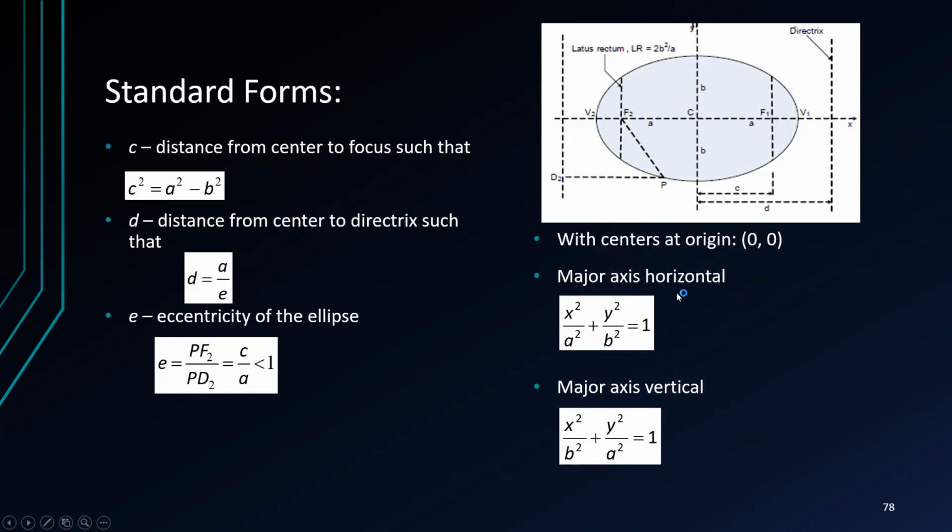So major axis horizontal, x squared over a squared plus y squared over b squared is equal to 1. Ito. Ito yung major axis mo. With major axis vertical, x squared over b squared plus y squared over a squared is equal to 1. Sabihin, rotate mo lang siya.